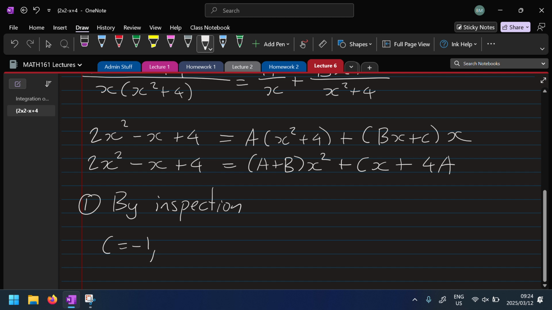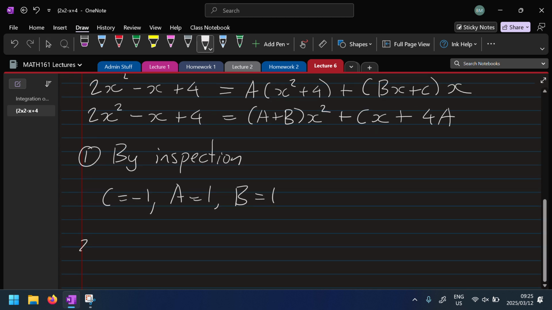Okay, so we got one of them. This term is 4. It's the constant term. This constant term is 4a, but they must be the same. So a must be 1. So a is 1. And lastly, we know a is 1 already. So here we have a 2. Here we have a plus b. A is already 1. We know that. So b must also be 1. Okay, so that's by inspection. We can see what to do there. Okay, second method is substituting x values.